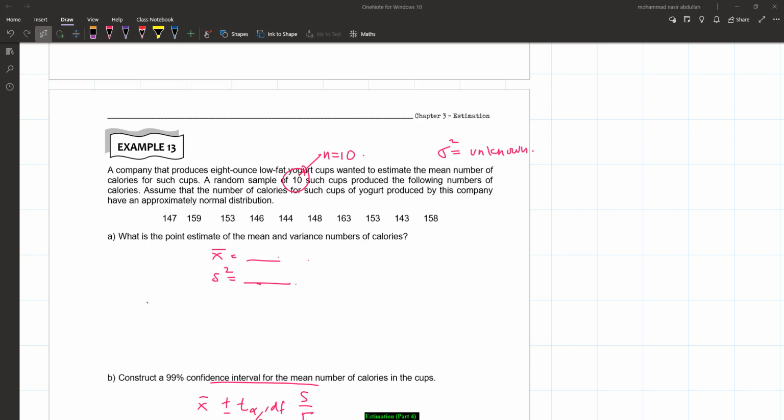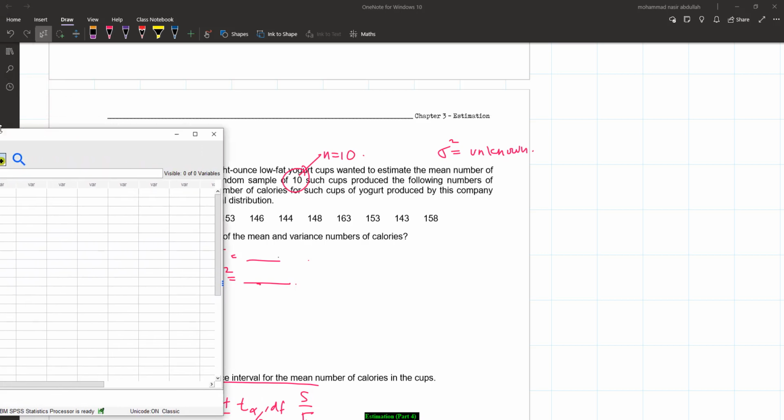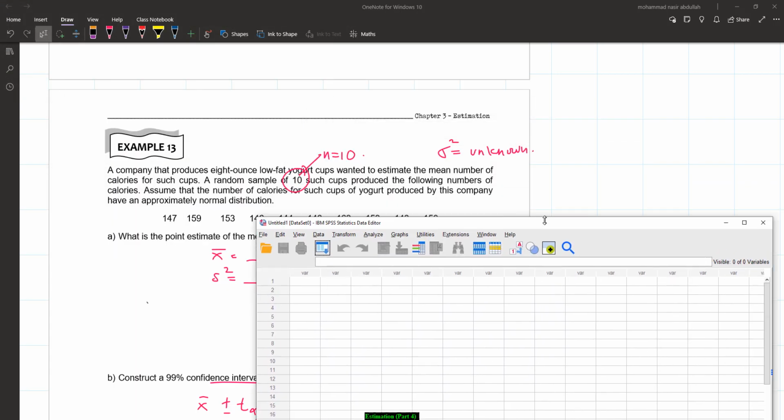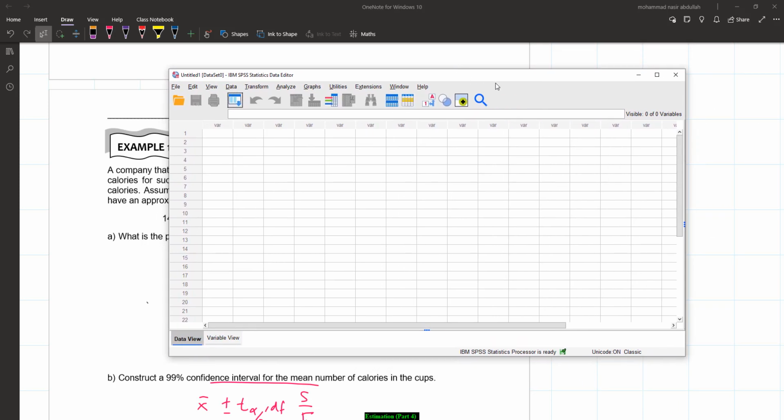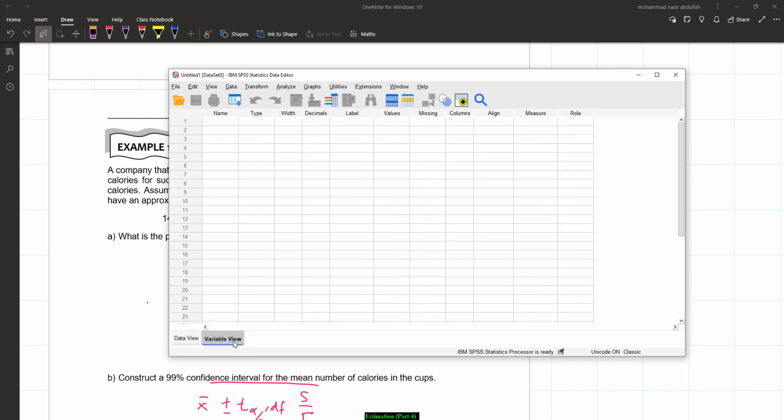Do you have SPSS installed in your machine? Suppose by now you already have your SPSS installed in your computer. For example, this is a blank SPSS data view, and this is a variable view.